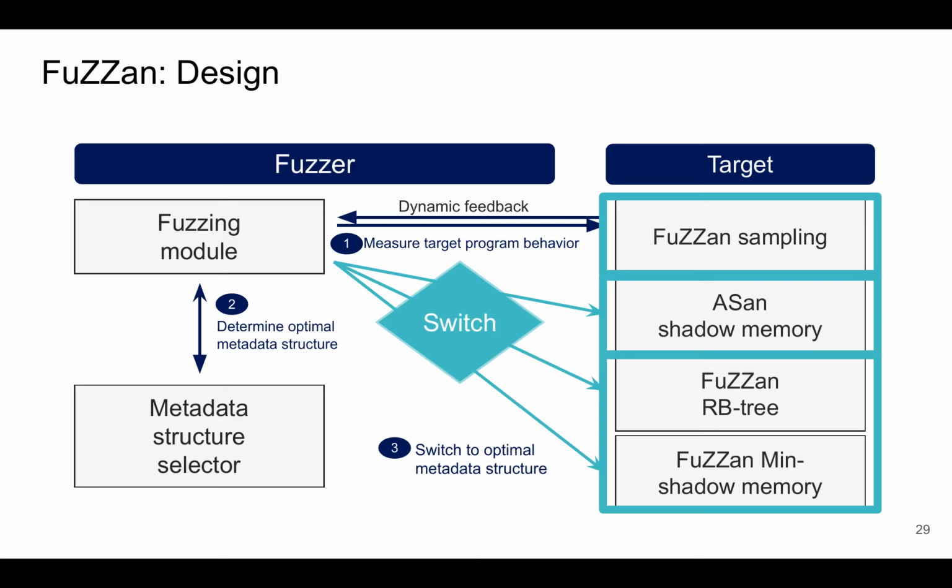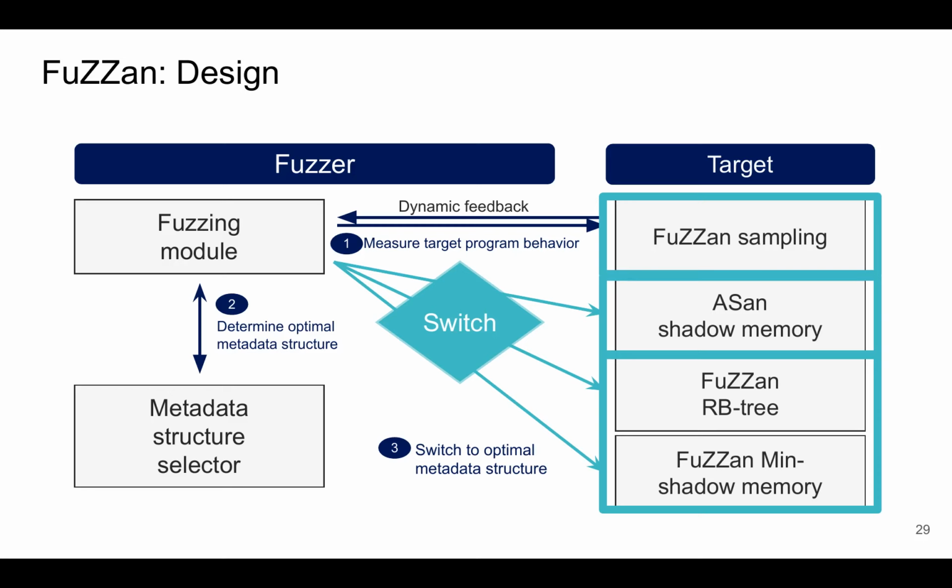We compile a target application 4 times. Once, on the right-hand side here, for sampling, to figure out how many objects are being allocated, what the use of objects is, and so on, with a lot of metadata that tells us which data structure is best. And then we have 3 compile targets depending on these metrics. One with regular address sanitizer, one with a red-black tree, and one with a minimal data structure. And then at runtime, we switch between those different targets depending on which one is most efficient in our design.